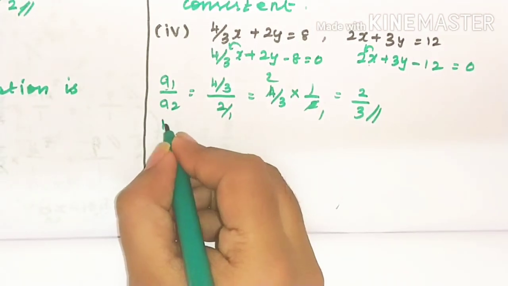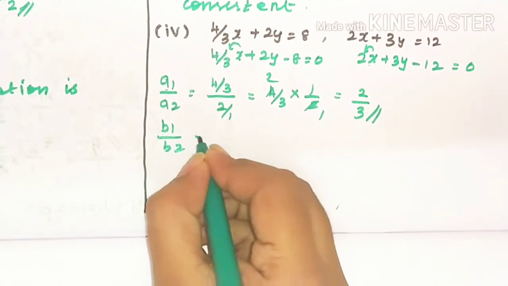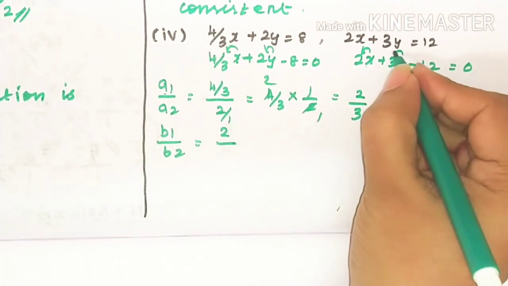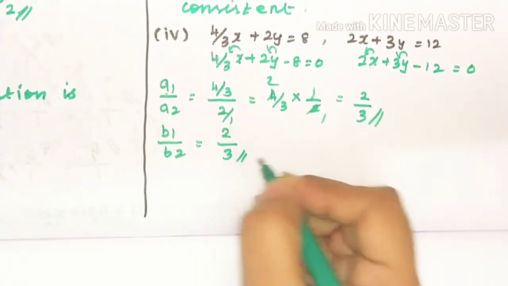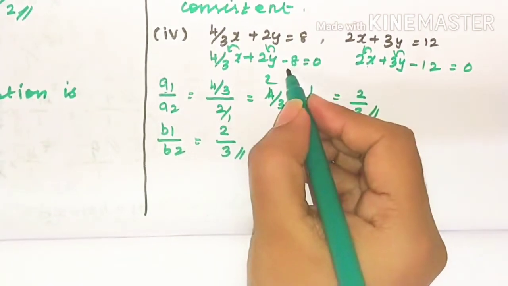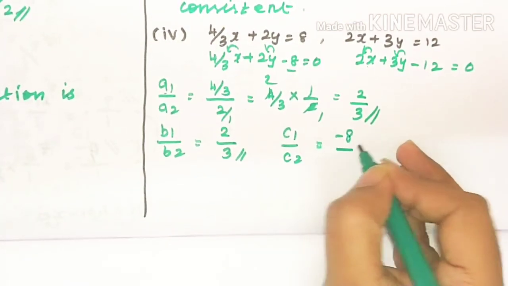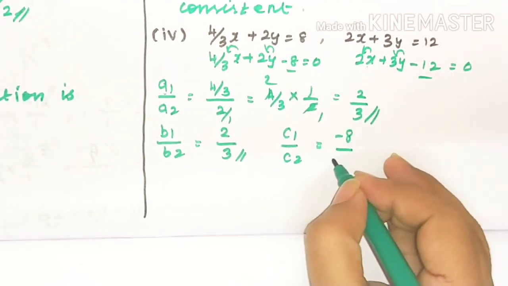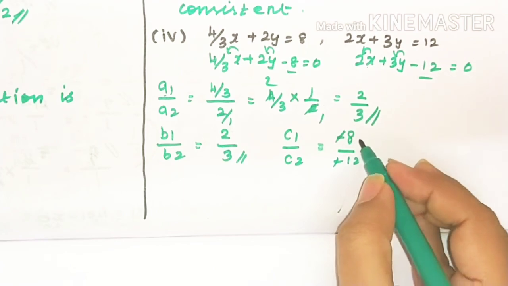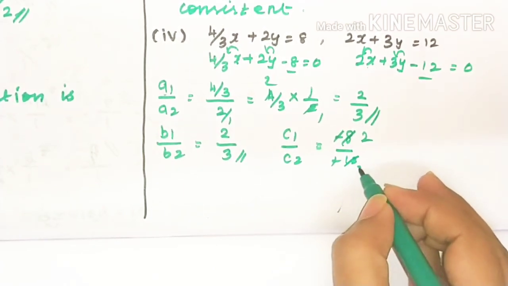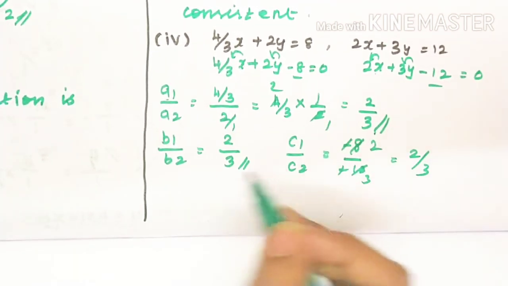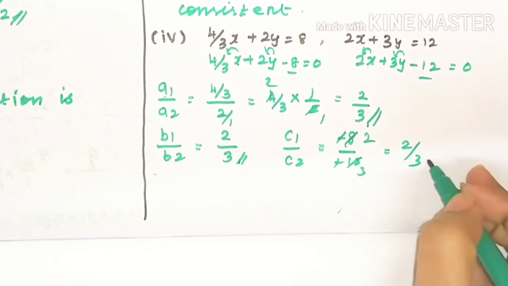Next we can find out b1 by b2, the coefficient of y. Here the coefficient of y is 2 and for b2 the coefficient of y is 3. So 2 by 3. Next we can find out c1 by c2, which is the constant term. What is the constant term? Minus 8. Here in this equation what is the constant term? Minus 12. So minus and minus we can cancel. The 4 table we can cancel, 4 table 2 times. Here 3 fours are 12, 3 times. So 2 by 3. a1 by a2 is 2 by 3, b1 by b2 is 2 by 3 and c1 by c2 is 2 by 3.